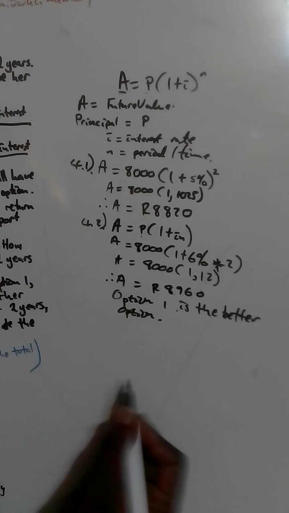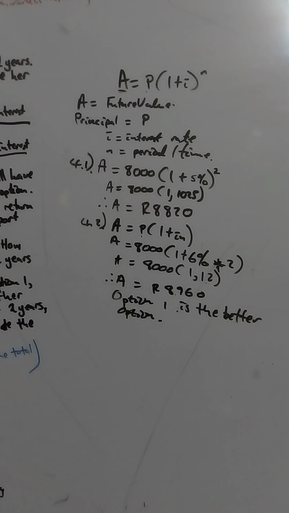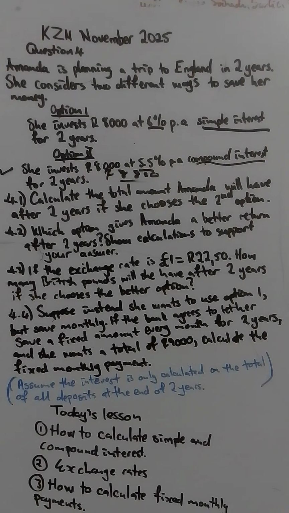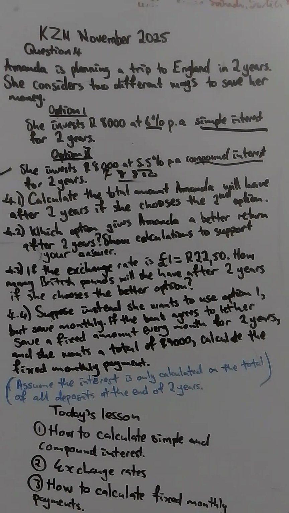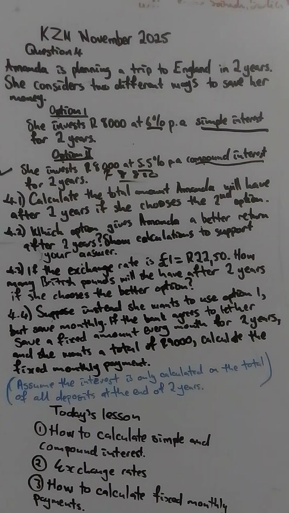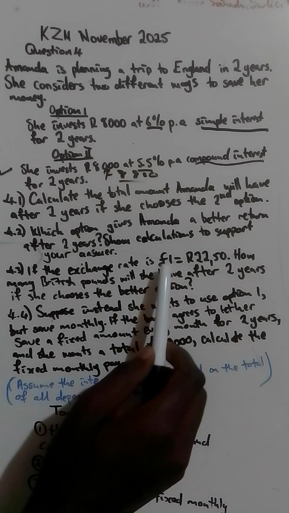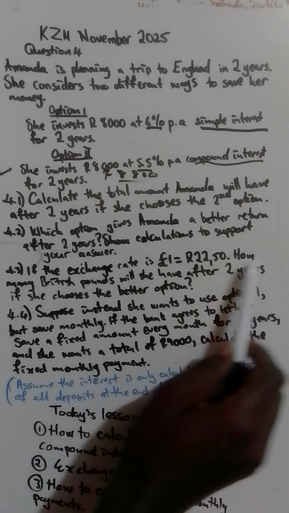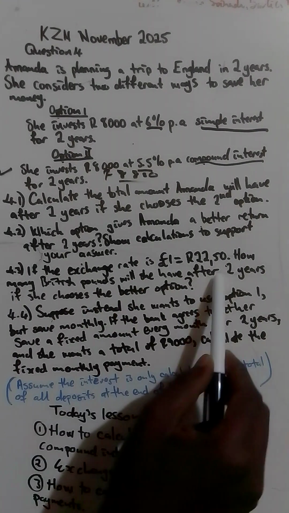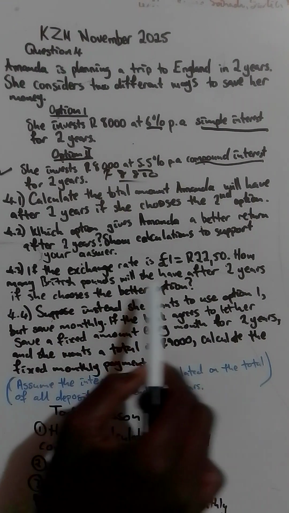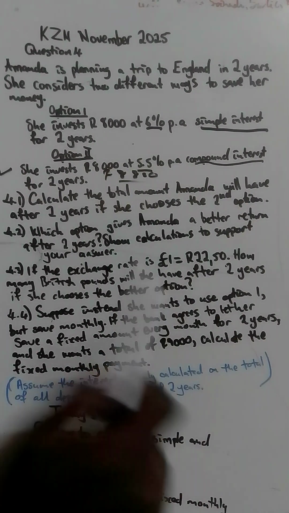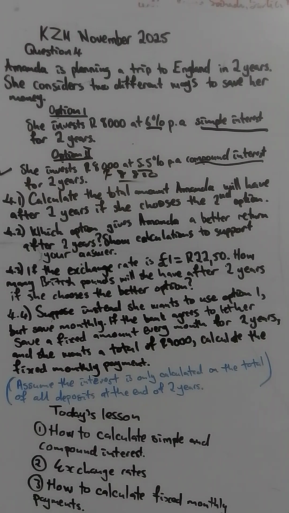So now we go to question 4.3. And question 4.3 wants us to do what? It says if the exchange rate is £1 is equal to 22 rand 50, how many British pounds will she have after 2 years if she chooses the better option? So we have already chosen that option 1 is the better option, but now we want to know the 8,960 rands. If you are in England, how many pounds would you have? That's what we need to do, exchange rate.